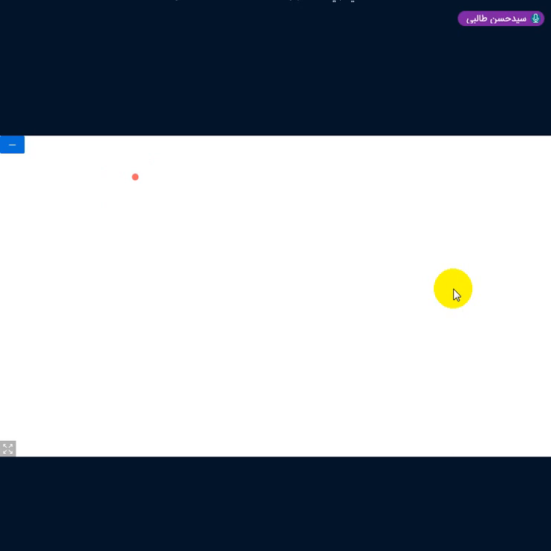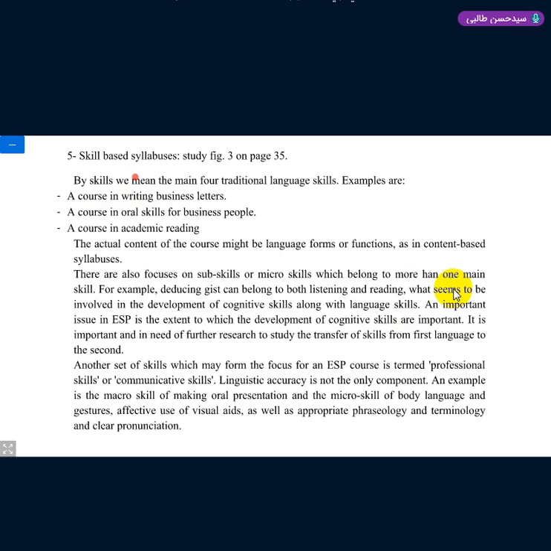By a skill, we mean the main four traditional language skills. What are the main traditional language skills? Reading, writing, speaking, and listening. These are the main types of language. So a course which is based on reading, a reading course, a listening course, a writing course, or a speaking course. At the A level, you have a course called listening and speaking. So the focus is listening and speaking. So you don't have any or much writing and reading activities because the focus is on listening and speaking. Therefore, this is called a skill-based syllabus.